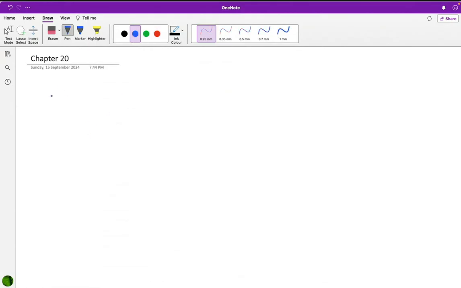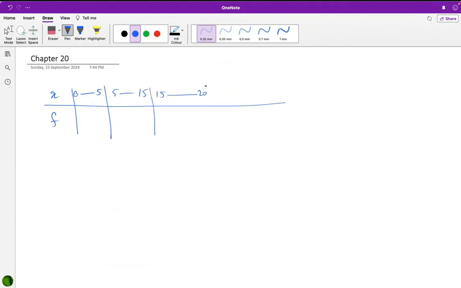Now let's consider some data. This is X, this is F. Let's say all the classes are like 0 to 5, and then I have 5 to 15, and then 15 to 20, and then 20 to 25. Are these classes equal? Yes.